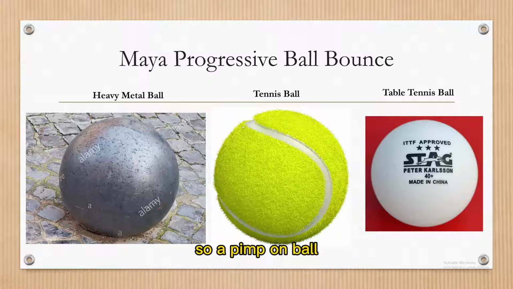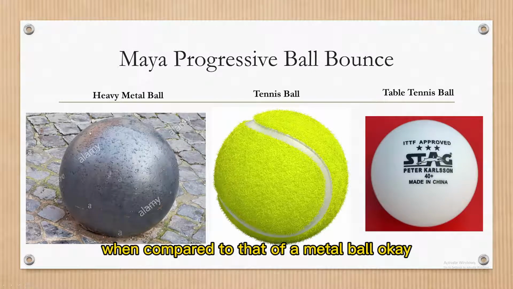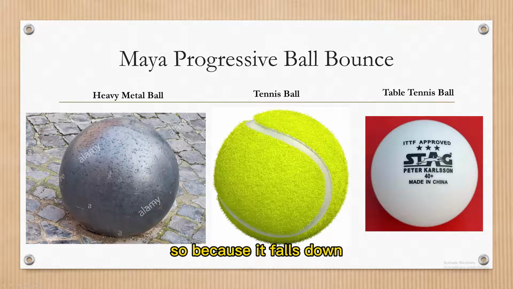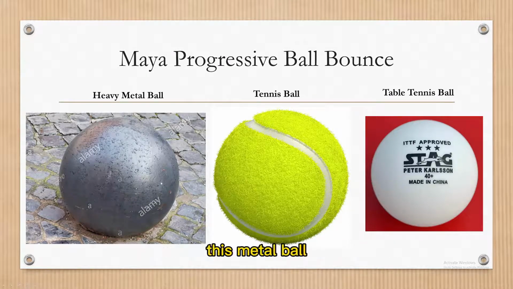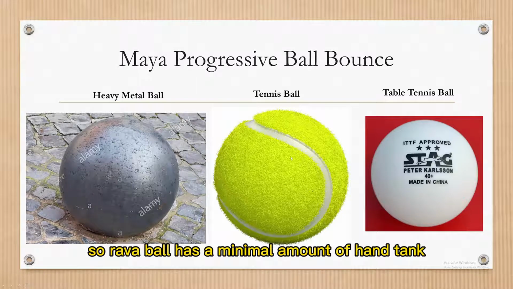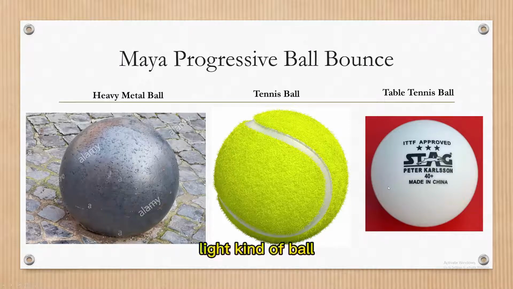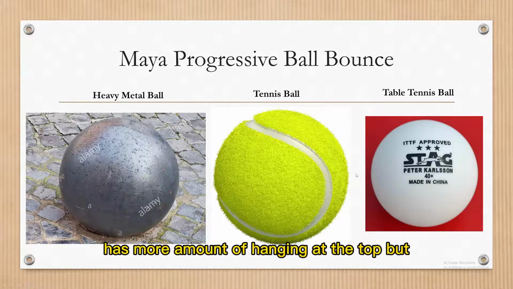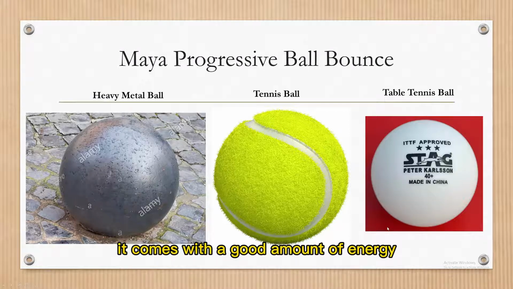So a ping pong ball will have a large amount of hang time in air when compared to that of a metal ball. Okay, because it falls down, it slightly goes up and again comes back, so it doesn't have a hang time, this metal ball. So a rubber ball has a minimal amount of hang time. So a ping pong ball, just being a very light kind of ball, has more hang time at the top, but when it comes down, it comes with a good amount of energy.